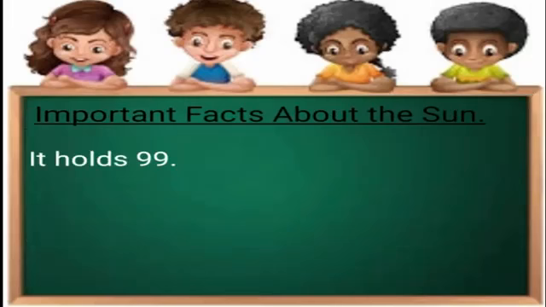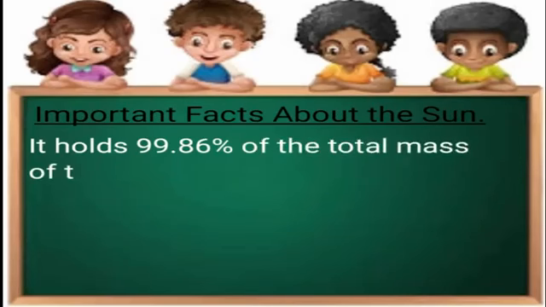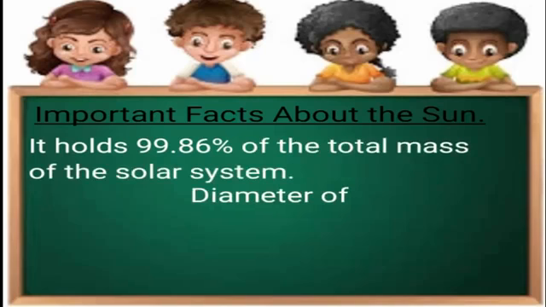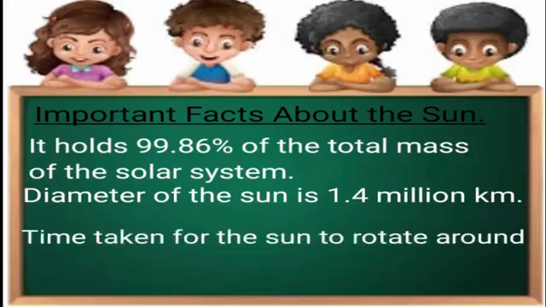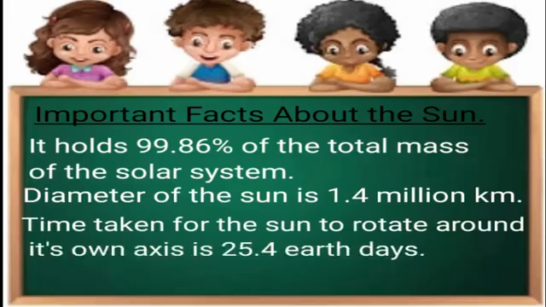The Sun holds 99.86% of the total mass of the solar system and the diameter of Sun is 1.4 million kilometers. It extends 109 times of the diameter of the Earth. Also, the Sun revolves around its own axis and the time taken for one rotation is 25.4 Earth days.